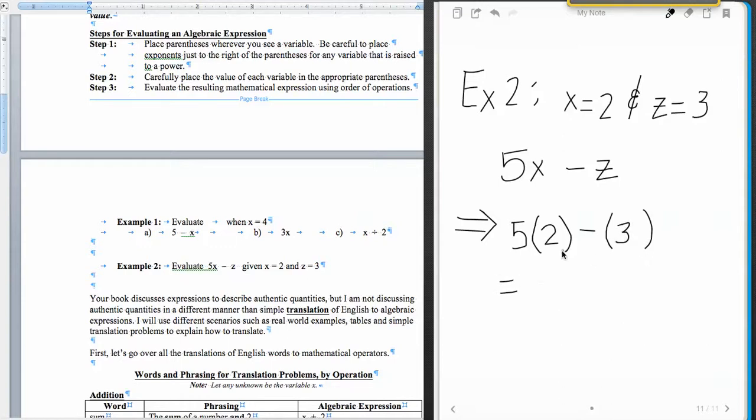Now order of operations, remember, dictates that multiplication and division come before addition and subtraction. So I'm going to multiply this one first. 5 times 2 is 10, and then minus 3, and 10 minus 3 is equal to 7, so I'll write that down and box it as my answer. So 5x minus z, the value of that expression when x equals 2 and z equals 3, is 7, and that is how we evaluate. Our next task is going to be to translate.